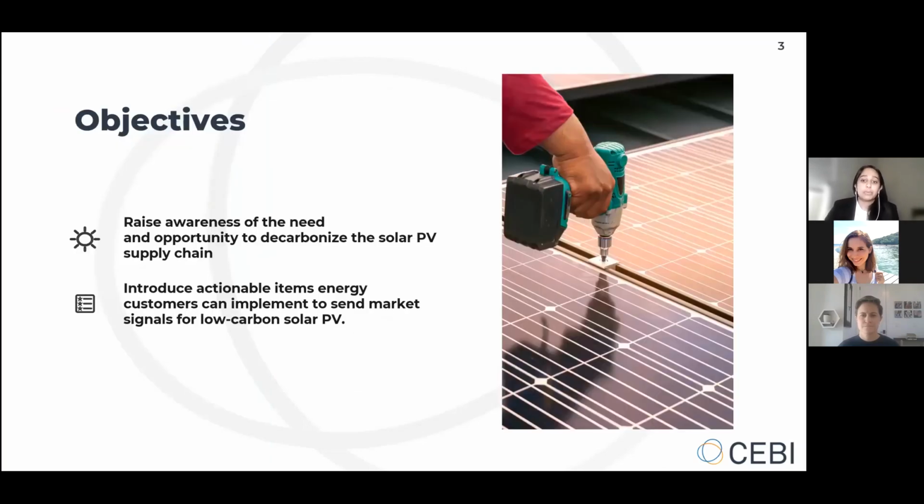The objectives for this webinar and the low carbon solar primer are twofold. One, to raise awareness of the need and opportunity to decarbonize the solar photovoltaics, or solar PV, supply chain. And two, to introduce actionable items energy customers can implement to send market signals for low carbon solar PV.